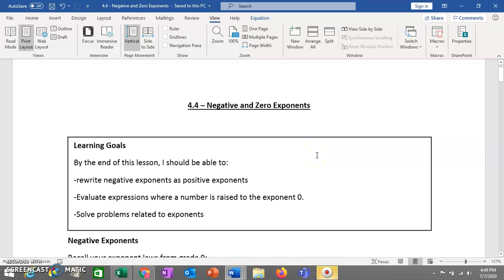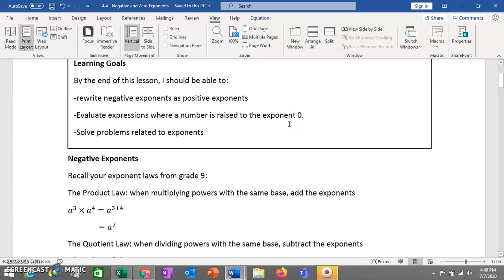Hi everyone. So this is Unit 4, Lesson 4, negative and zero exponents. This is going to be the last lesson in this section before your test. So learning goals here, you are going to have to rewrite negative exponents as positive exponents, evaluate expressions where a number is raised to the exponent 0, and solve problems related to exponents.